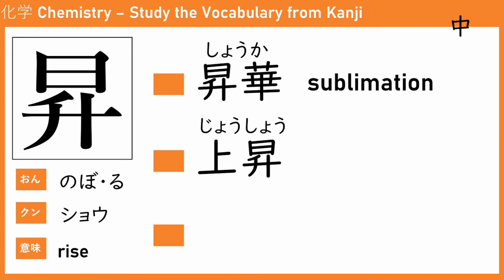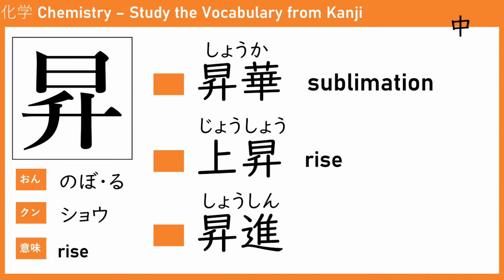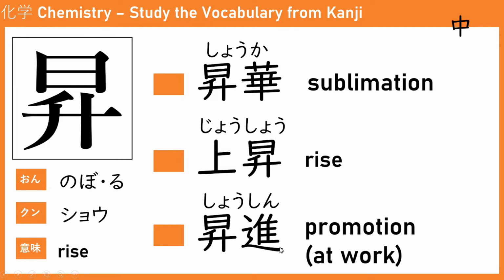Next one is jōshō. Jōshō. This kanji up means up, and then this one is rise, so it means to rise up, to rise. The last one is shōshin. The kanji shō means to rise, and shin means to move forward. So it will be used for promotion at work.